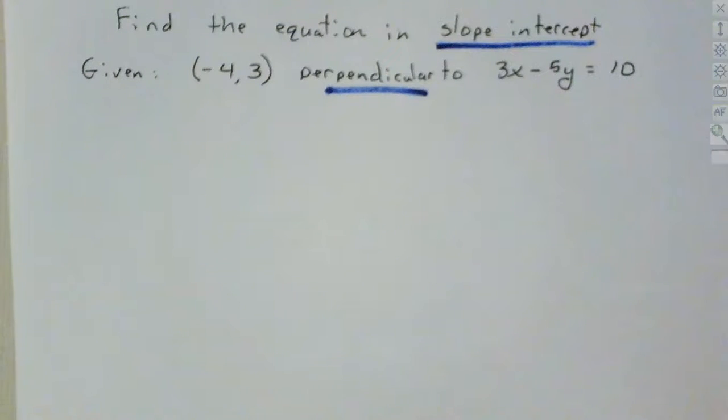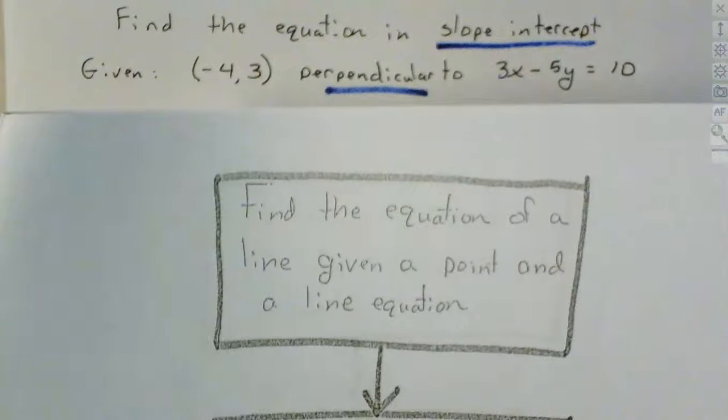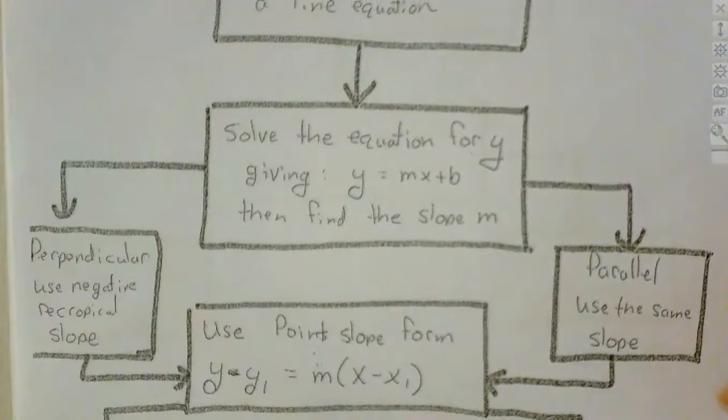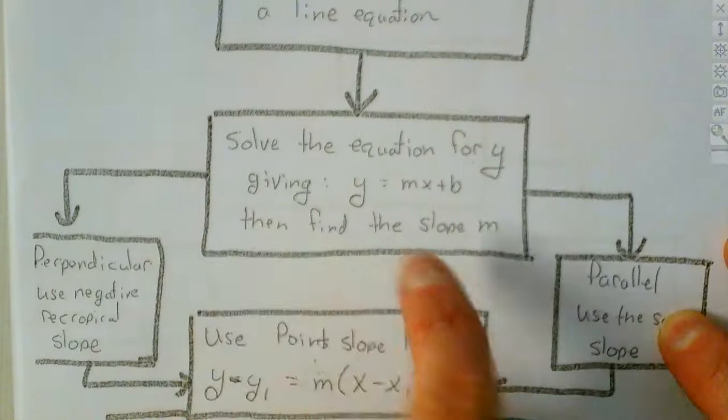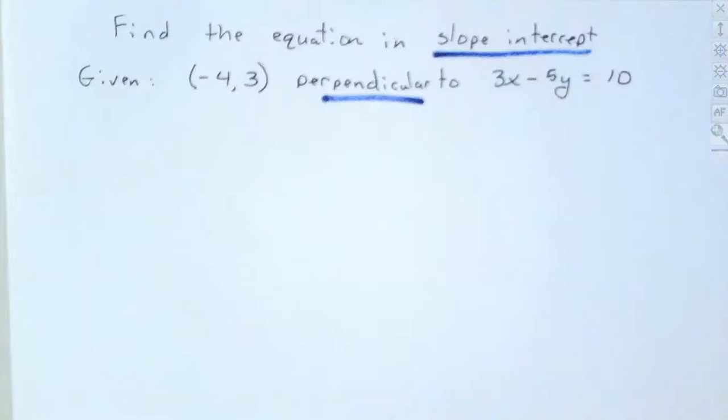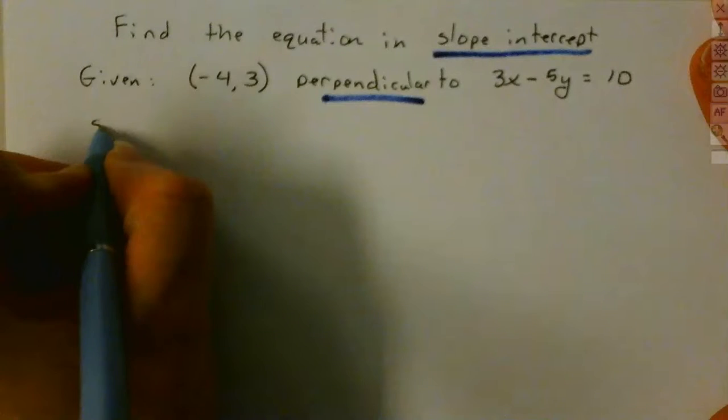So our flow chart, what does it specifically tell us to do? If you've got a point and a line equation, last page of that flow chart, what does it say to do first? Solve the equation for y. And then that's going to give us our slope. So we take our equation and we solve that equation for y.